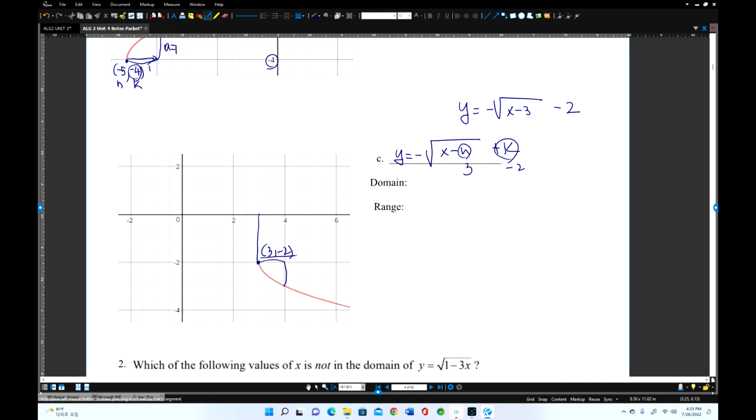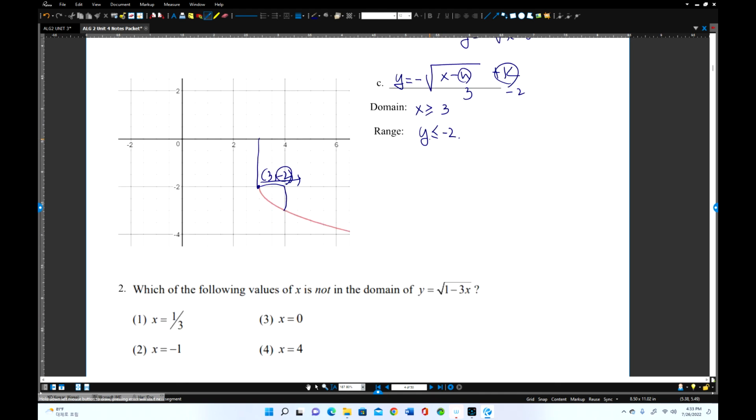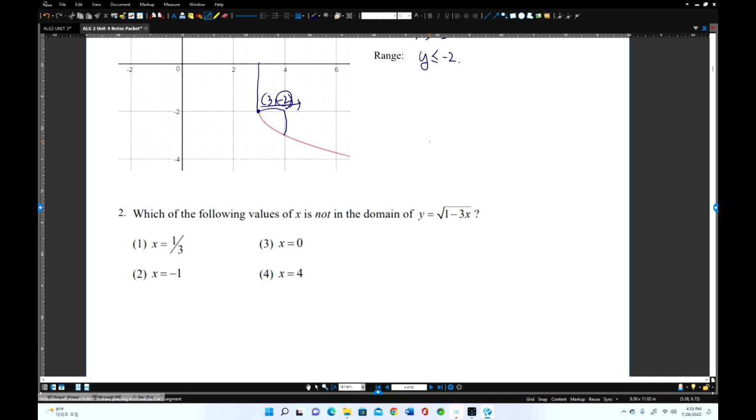Domain is what? From to the right, okay? Always x is greater than or equal to 3. Okay? Range is what? The maximum is negative 2, so every value of y is less than or equal to negative 2. y must be less than or equal to negative 2, okay? That's the range.